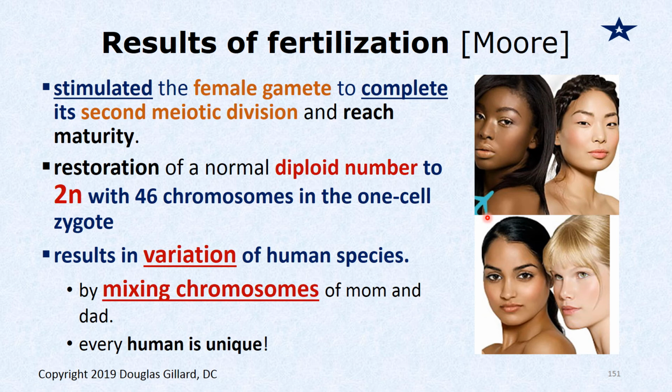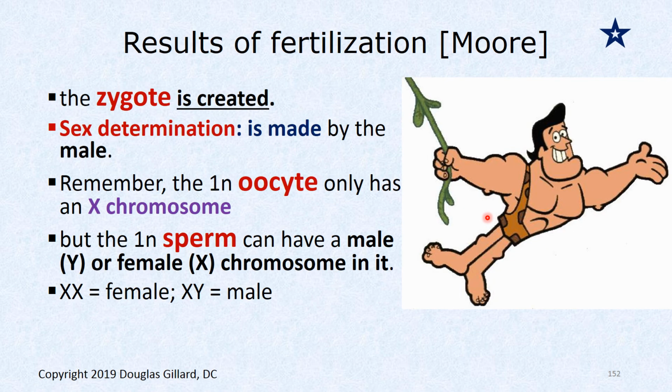Let's see, and then the crossover already occurred. Crossover occurred way back in meiosis 1, so that was a female thing. That crossover gave us a new mix of all the chromosomes between mom and dad. And the zygote is created.